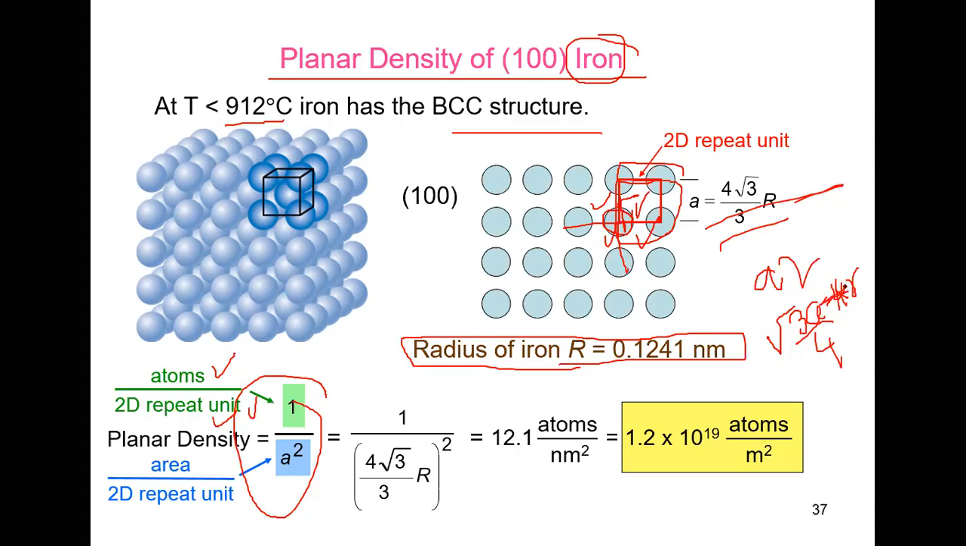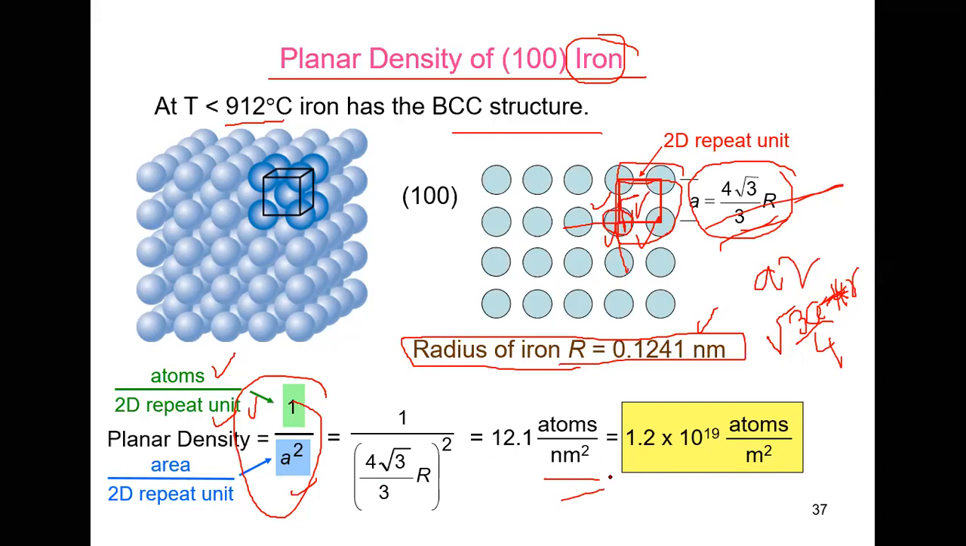Or a, sorry, you need to calculate a. R is given. a will be 4r by √3, or 4√3 r divided by 3. R is known, so you can calculate a. If you can calculate a, you can calculate the area, which is a square, and then 1 by area is the planar density of atoms.